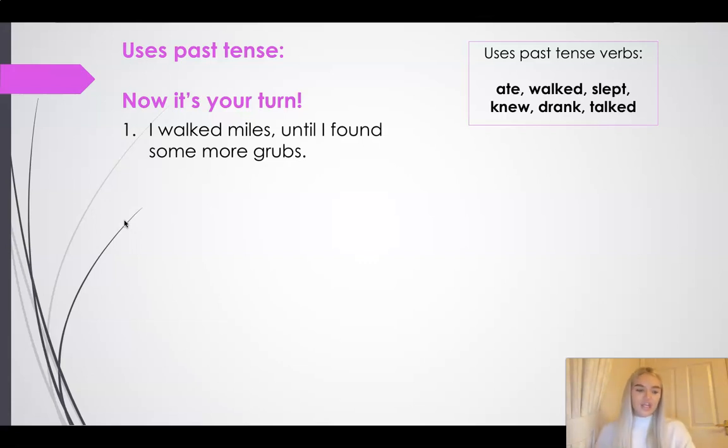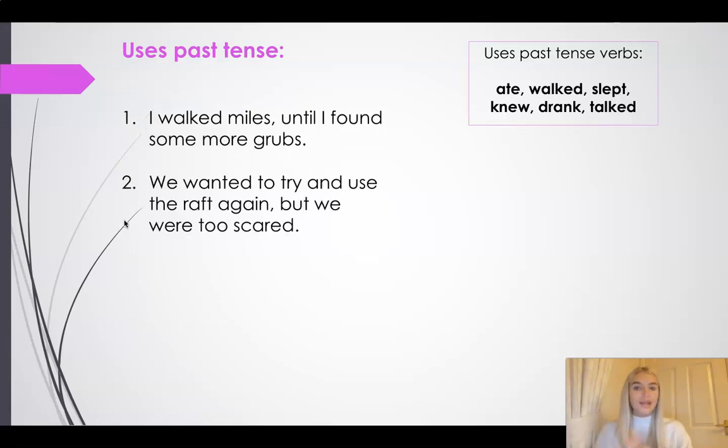How did you do? Shall I show you another example? Now, I'm thinking, what other past tense verbs can I use? There's loads. Anything I want to say, I can make it past tense if I just think how that would look if I previously did it. So, my next past tense sentence is, we wanted to try and use the raft again, but we were too scared. So again, that's linked to my rainforest. We wanted being my past tense verb. We were too scared. So they're my verbs highlighted there to show me that this text is written in past tense.